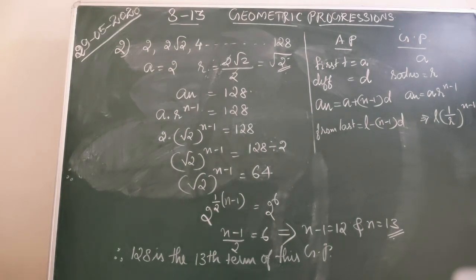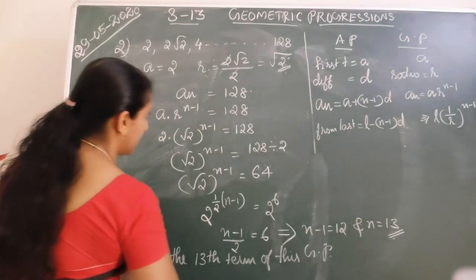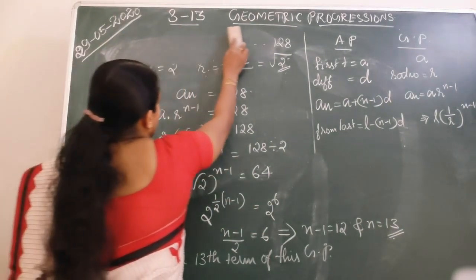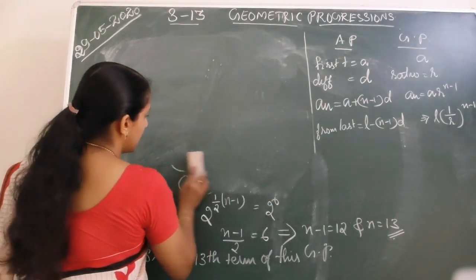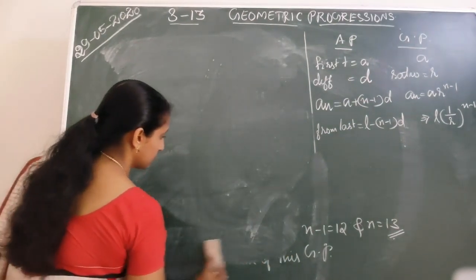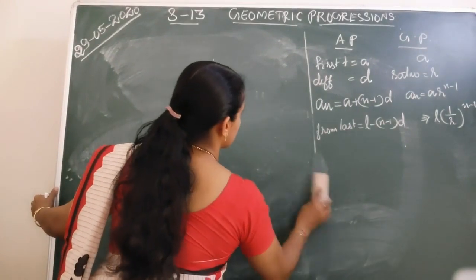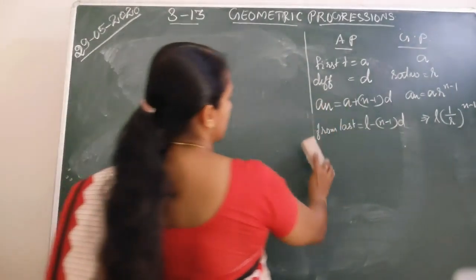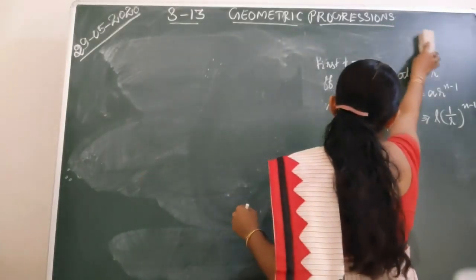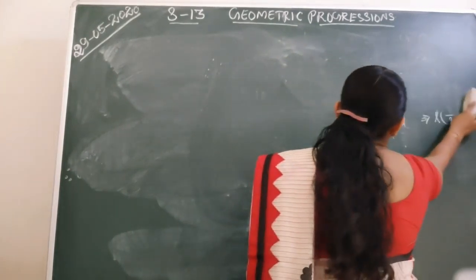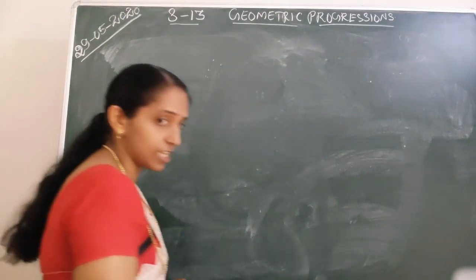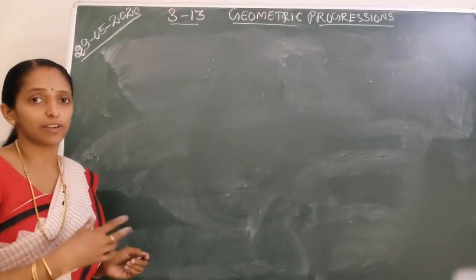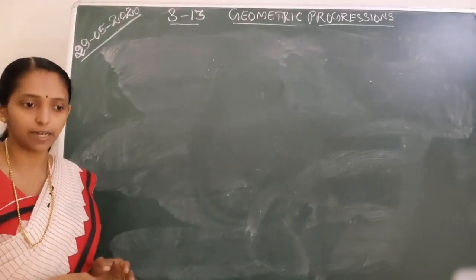Okay students, now take out question number 3. The left out questions you have to do as homework. Okay, question number 3. You know what AP and GP are now. So while getting a series, even if it is not mentioned, you can find out whether it is in AP or in GP.